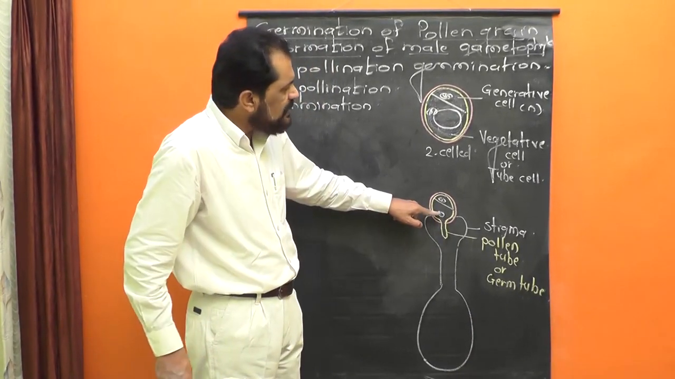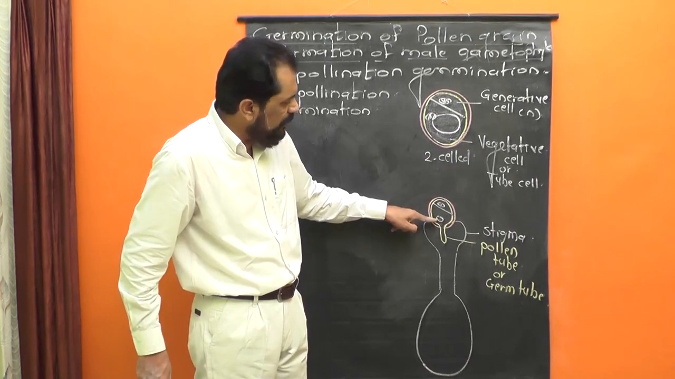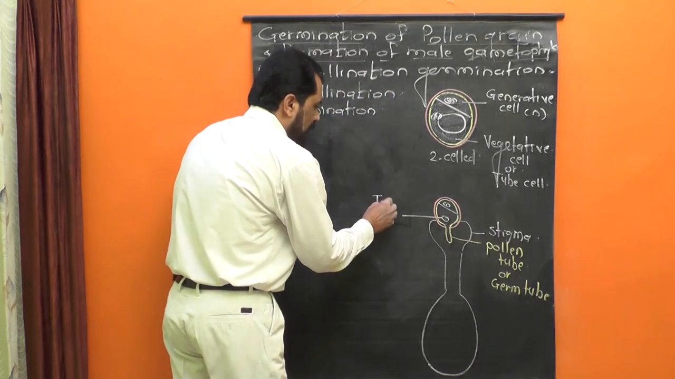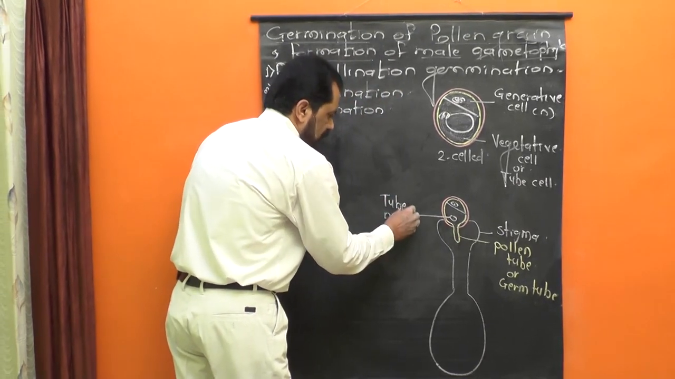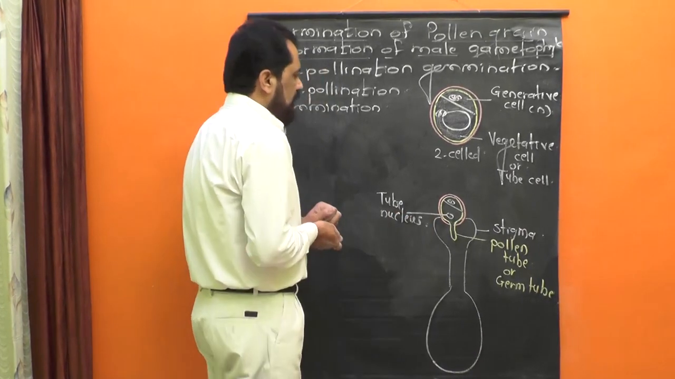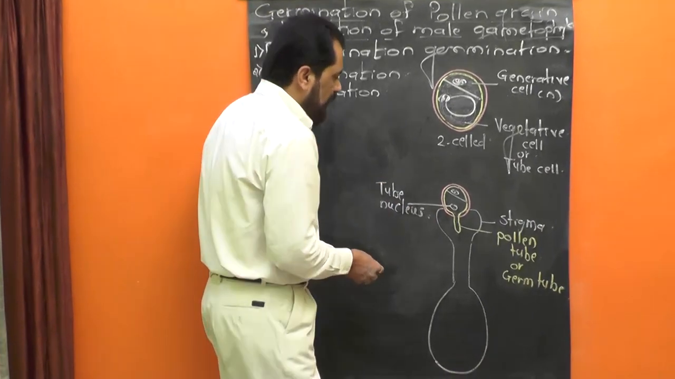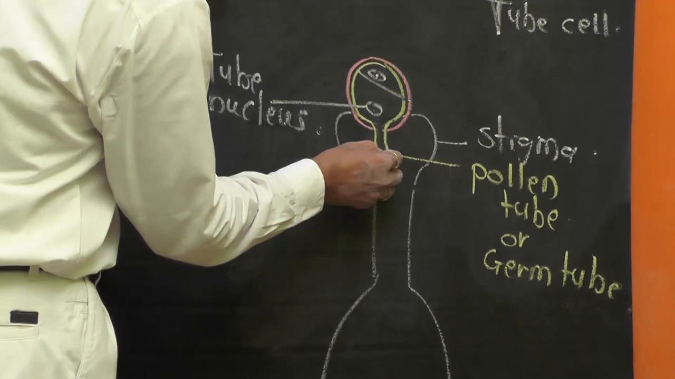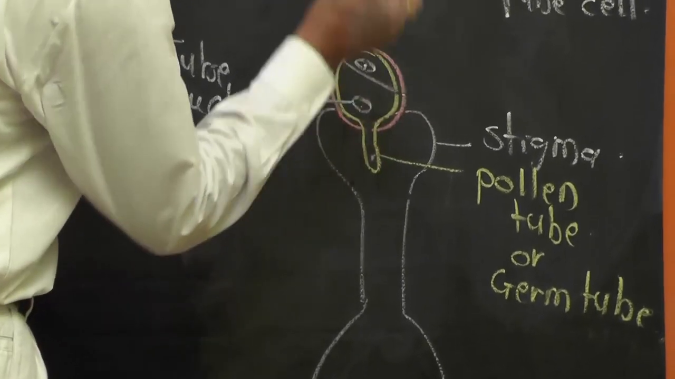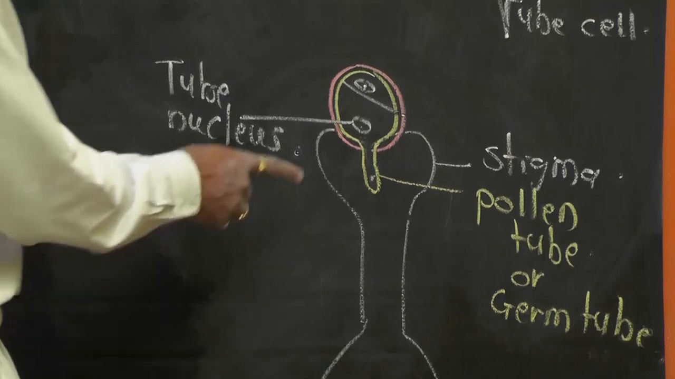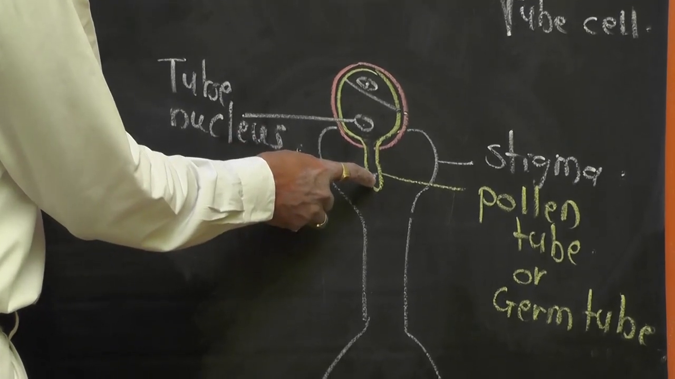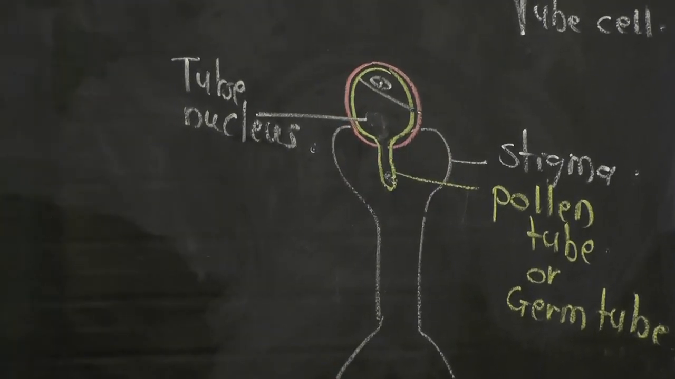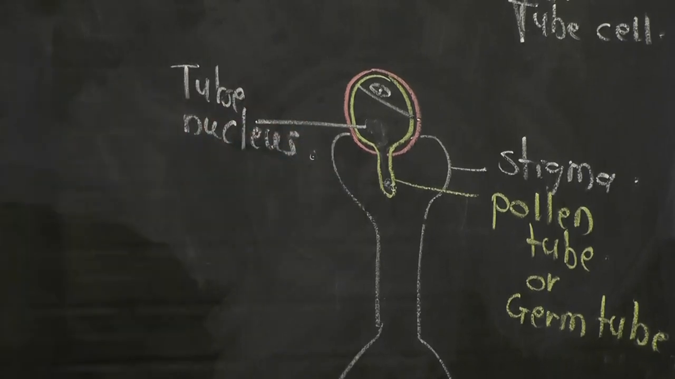Simultaneously, the nucleus of the vegetative cell, the nucleus of the tube cell, look here, I will call it the tube nucleus, as it is the nucleus of the tube cell. This tube nucleus occupies the position near the distal end of the pollen tube. It means it flows into the pollen tube and occupies the distal position.